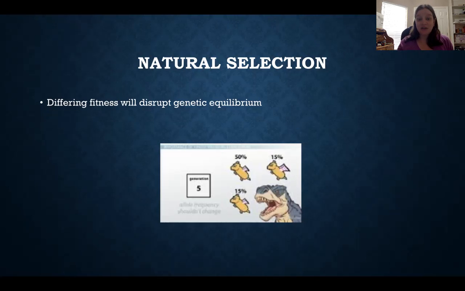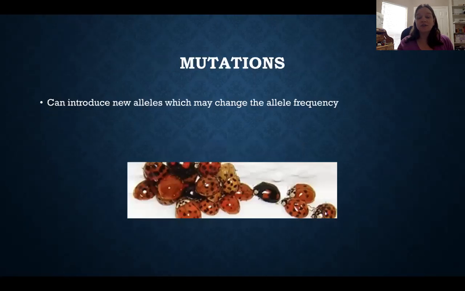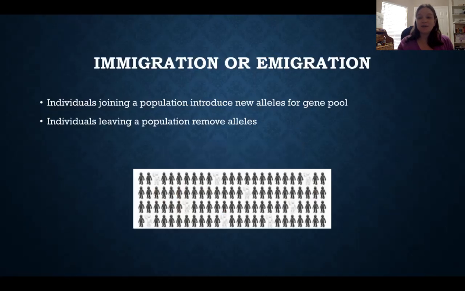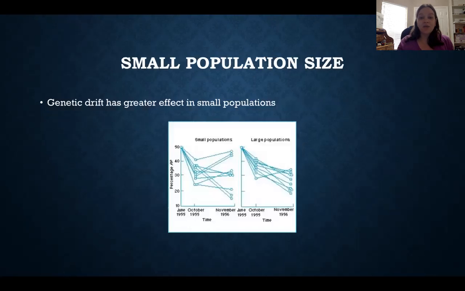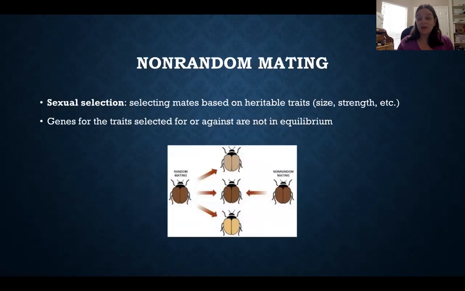So to maintain genetic equilibrium, you would want to have no natural selection, no mutations, nobody's leaving or coming in. You'd have a large population and random mating. That would maintain genetic equilibrium because you don't have any forces in effect that are changing the allele frequencies. Anything that would cause changes to the allele frequencies that would favor one version over another is going to cause the genetic equilibrium to shift.